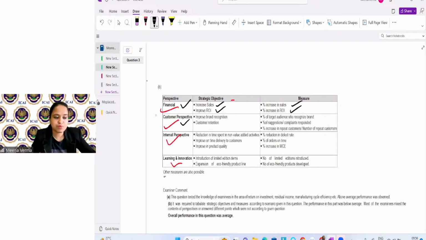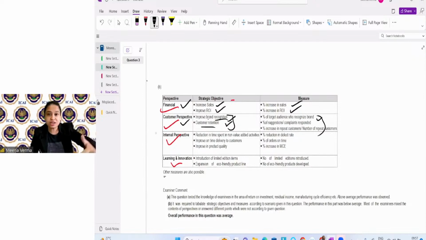In case of customer perspective, we will see customer retention increasing. It was given in the question, right? Brand recognition was increasing. Yes, the customer perspective is improving. It was given in the last line of the question. So you will see the improvement in brand recognition and customer retention. Is it increasing? Is it improving? Measures will be what percentage it is improving, what percentage customer complaints have reduced, what percentage customer retention has increased, right?